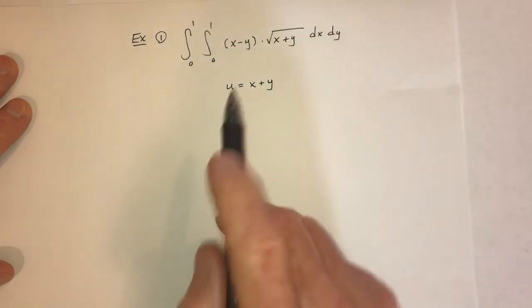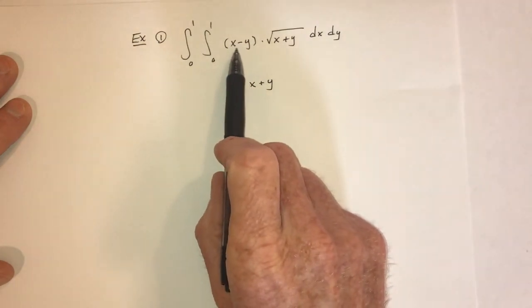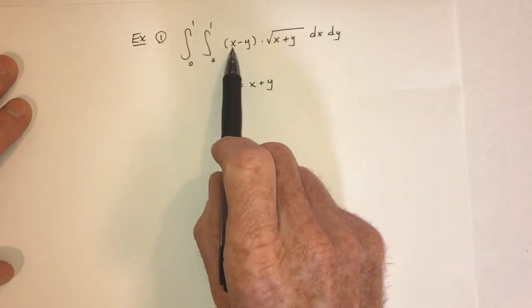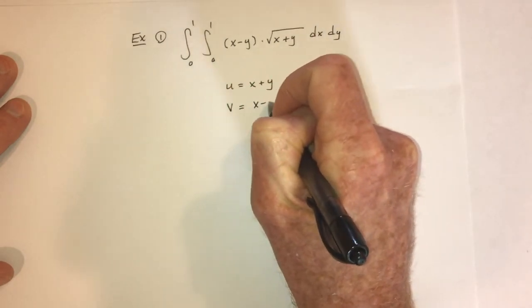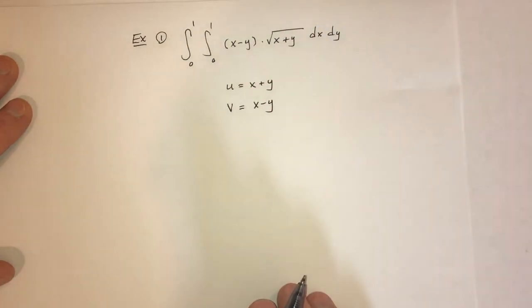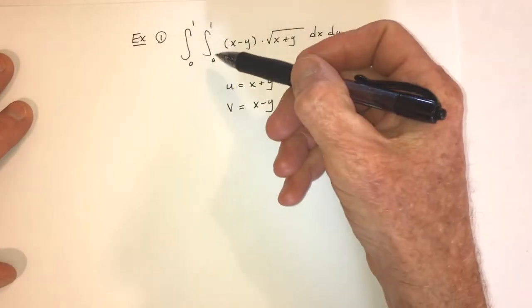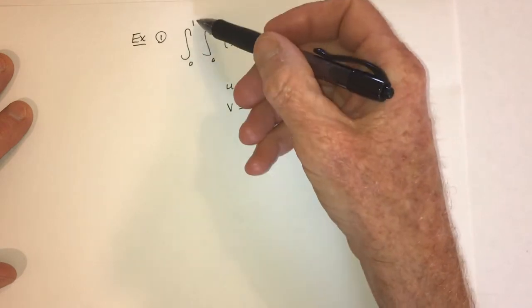And then there's a small problem. That is not the same thing. So we need to use a different variable like v equals x minus y. So one thing is, what happens to the limits? These are going from 0 to 1, 0 to 1.